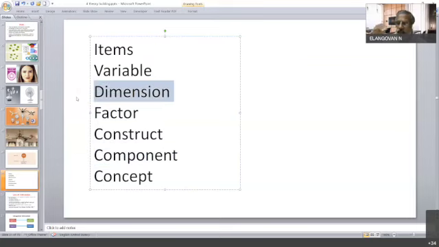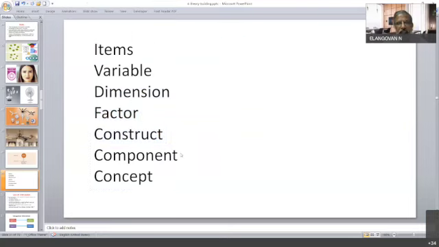Within a concept, there can be sub-concepts or sub-factors. We call them dimensions. So personality may have 5 dimensions. Service quality will have 5 dimensions. So a dimension is also a kind of construct. A factor is also a kind of construct. A component is also a construct. All these are measured with items. It can be a single-item concept or a multiple-item concept.